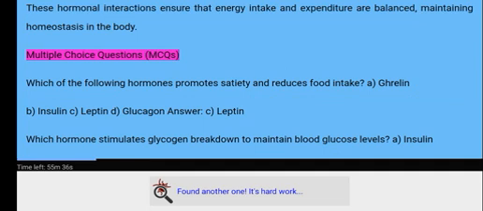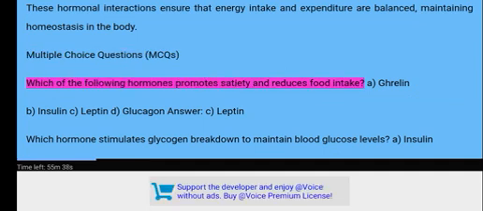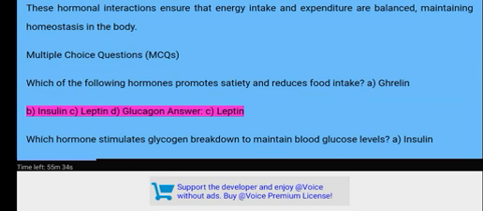Multiple choice questions (MCQs). Which of the following hormones promotes satiety and reduces food intake? A. Ghrelin. B. Insulin. C. Leptin. D. Glucagon. Answer: C. Leptin.